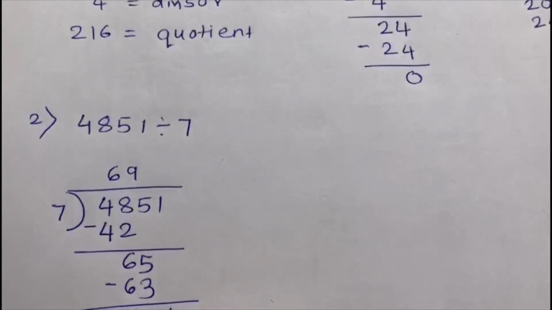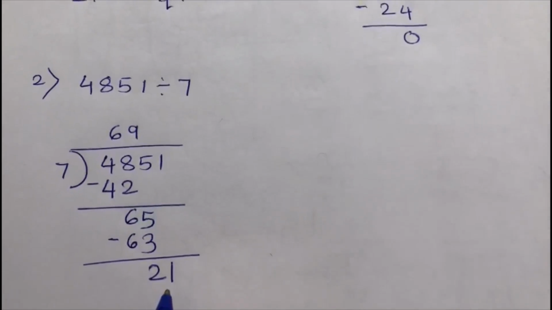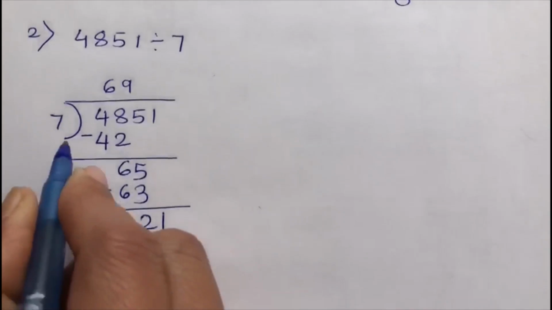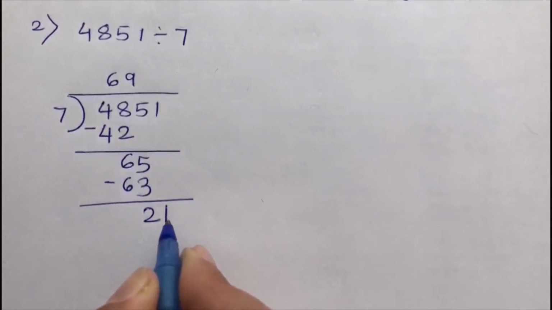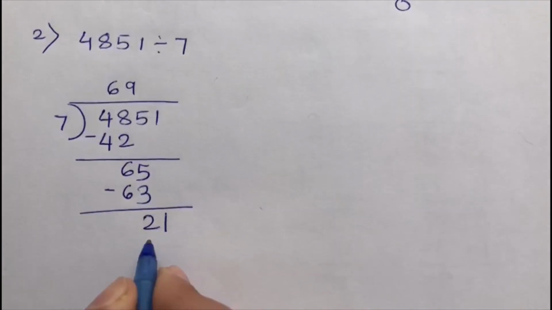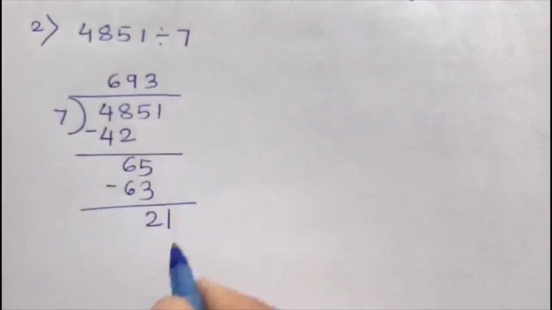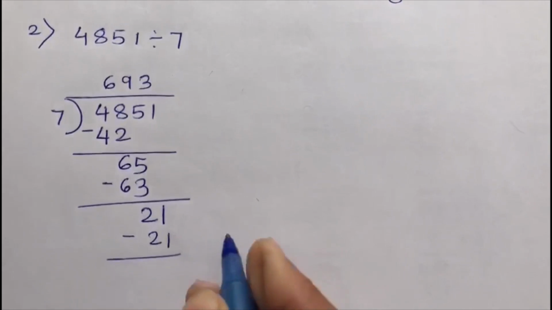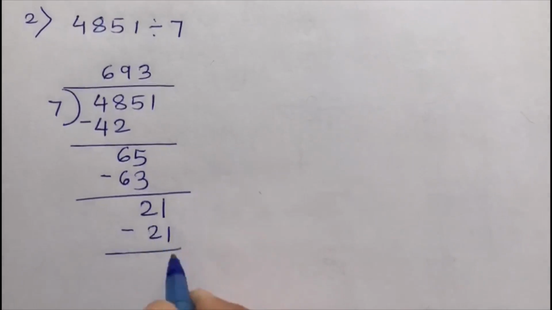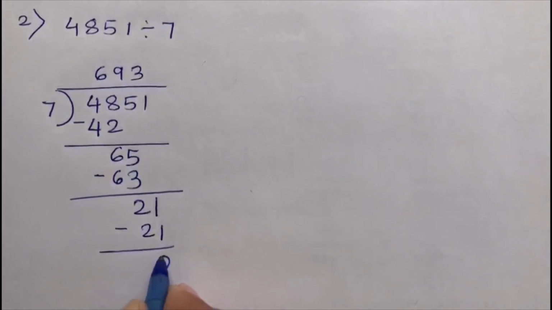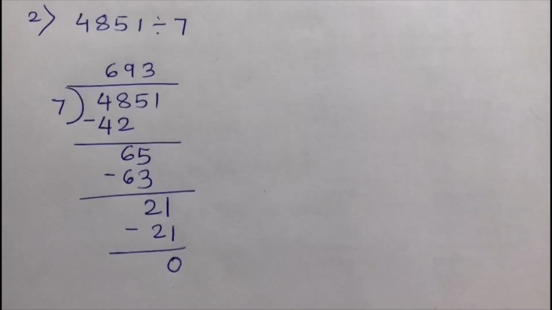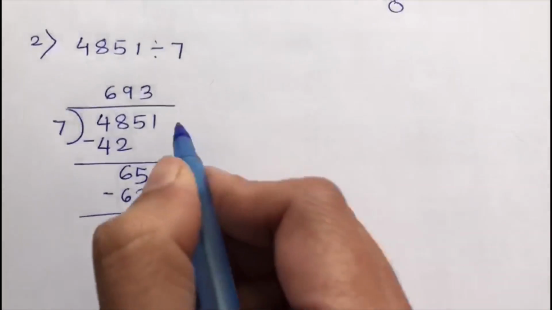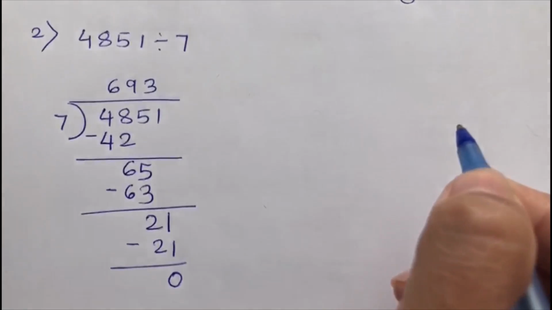Then take this 1 down, and the number becomes 21. So in the multiplication table of 7, 21 comes at third place. So I write here 21, and when we minus this 21 from this 21, the remainder is 0. So we have got the answer 693.